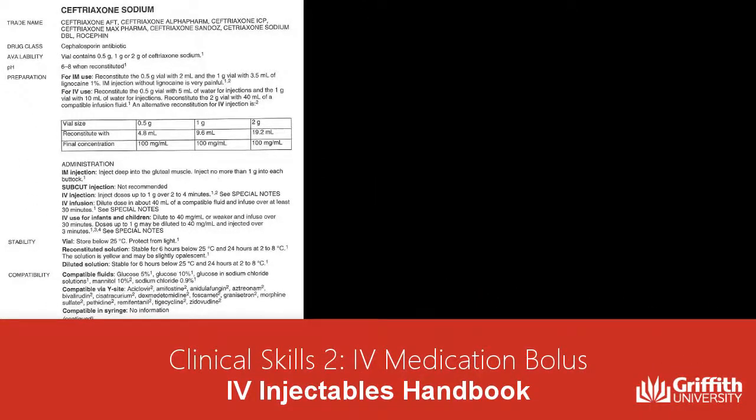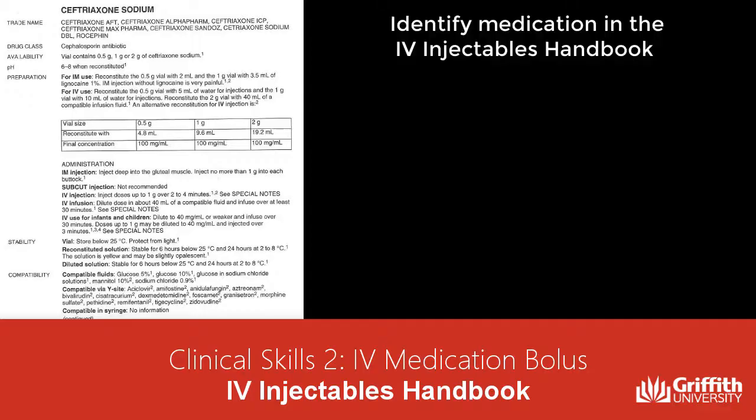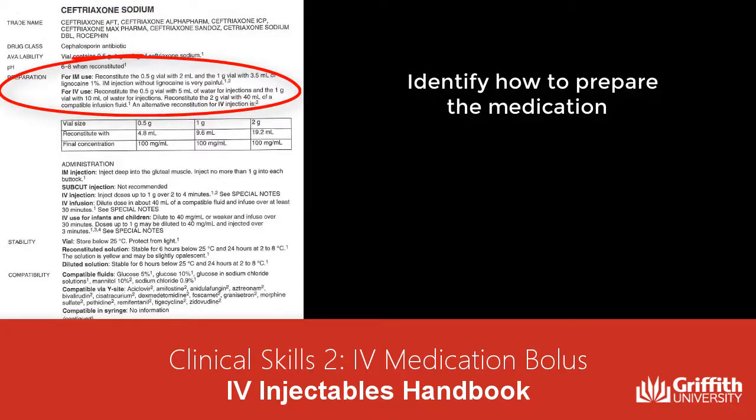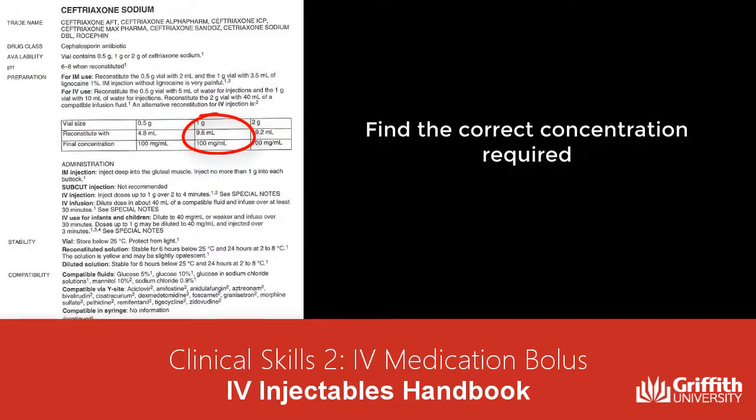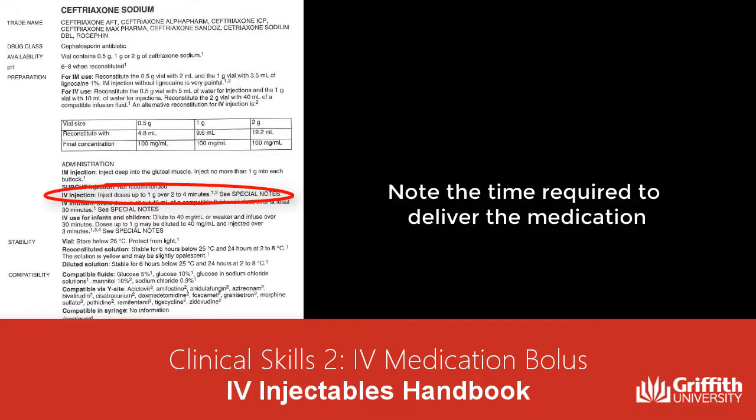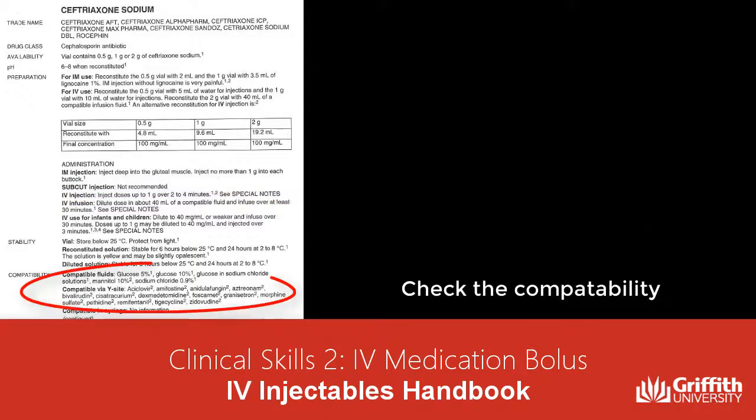You should then go to the IV Injectables Handbook. Firstly, you need to find the correct medication page. This is located with the drug at the top. You then need to look at how to prepare the medication. Importantly, you need to look at the correct concentration for the medication, especially if it's in the lower increments, for example 500 or 700 milligrams. You need to note the time to deliver the medication, and you also need to ensure that the fluids being used are compatible.